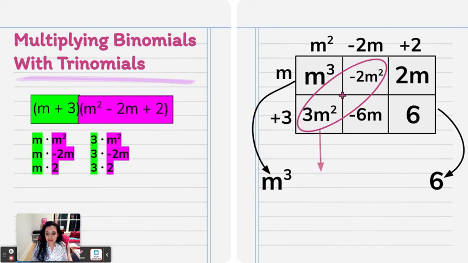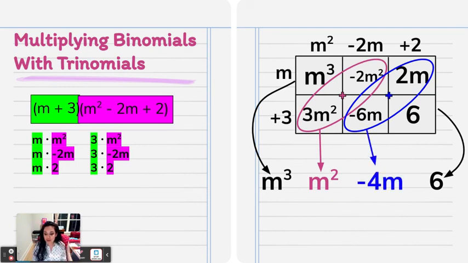And I get m squared. Or 1m squared, whatever it is that you got. Same thing, remember that one is irrelevant. Then I see I have another set of like terms right there, negative 6m and 2m. And I can go ahead and add those two and get my next term, which is negative 4m.